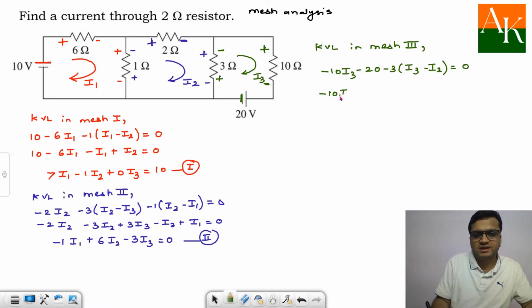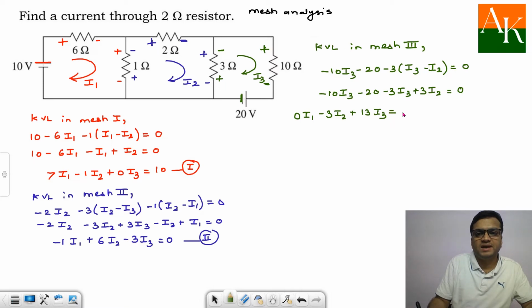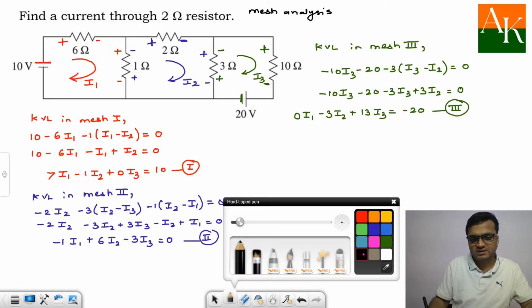So we will get minus 10 I3 minus 20 minus 3 I3 plus 3 I2, and that turns out to be 0. I will write down the terms in nice format. I1 is missing, so I will write 0 times I1 minus 3 times I2 plus 13 times I3 is equal to minus 20. You can check this equation, and this is my equation number 3. So I have applied KVL in all the 3 meshes and I have obtained the equations. I will write down these 3 equations in matrix format.